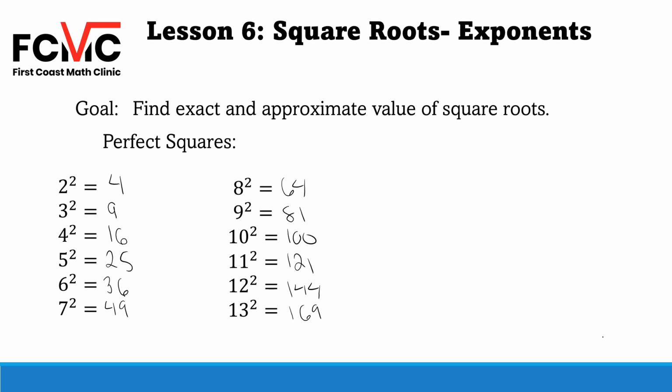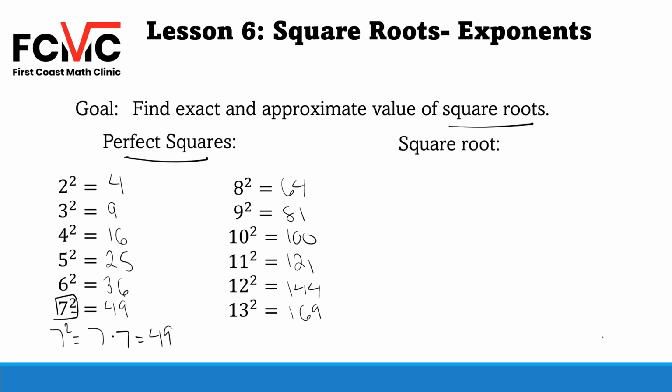And we remember that when we're squaring, if we just take 7 squared, for example, that means 7 times 7. That exponent of 2 tells us how many times you multiply that base by itself, and that's going to give us 49. So the perfect squares, or squaring, is going to help us when we're finding our square roots.